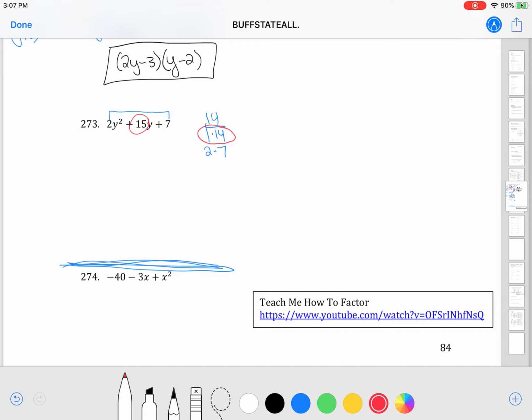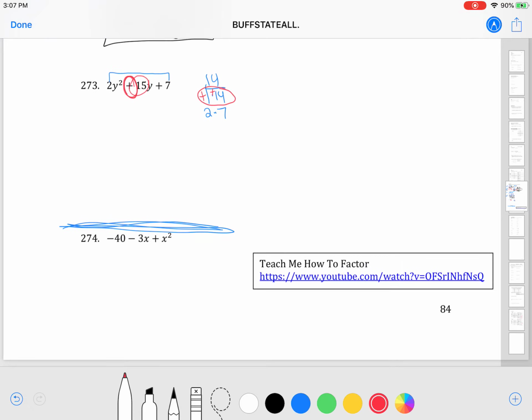Now, I'm multiplying to a positive 14, which means it could be positive, positive, or negative, negative. But because I'm adding to a positive, I want these to be positive as well. So my setup for AC is to bring down the 2y squared, split up that 15y into plus 1y plus 14y, and then bring down my plus 7 at the end.